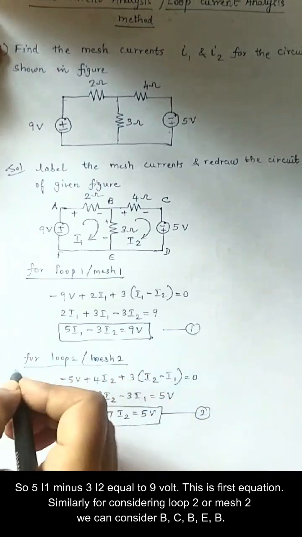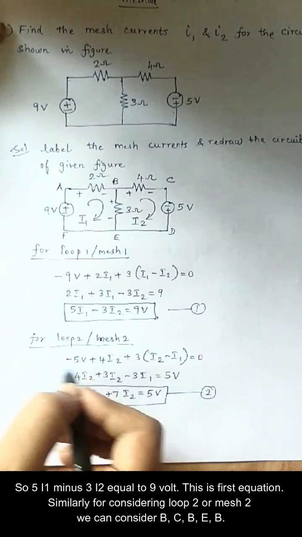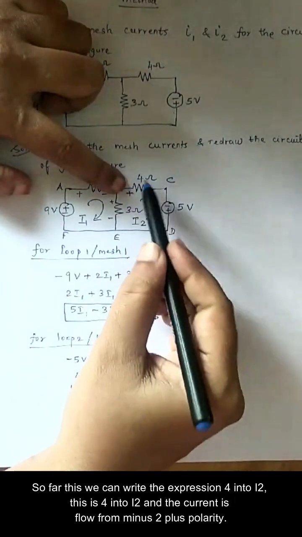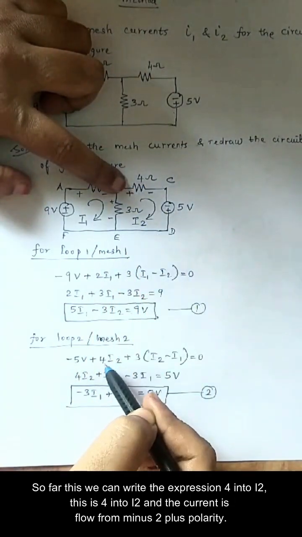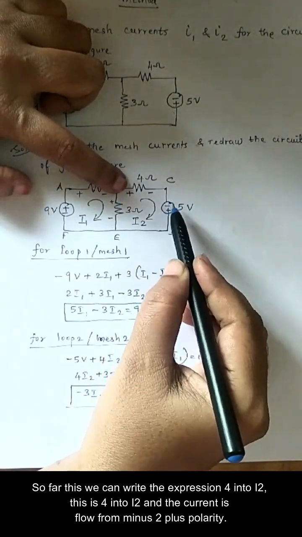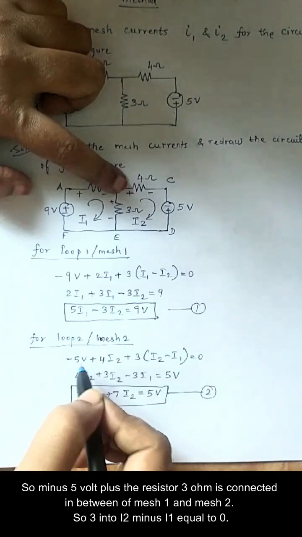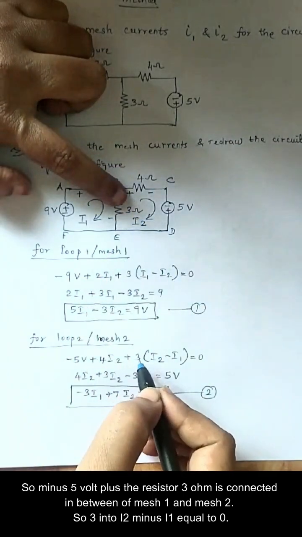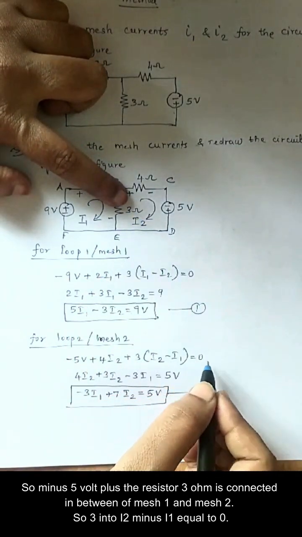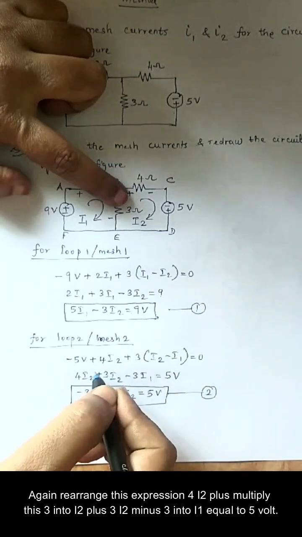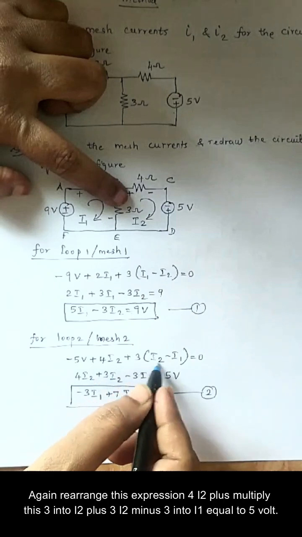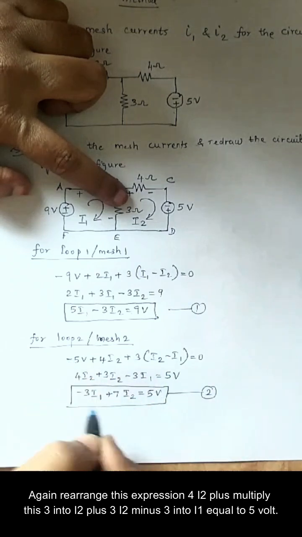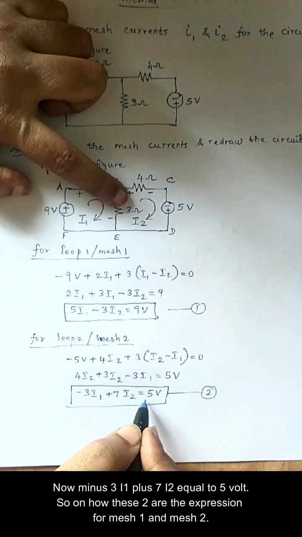This is the first equation. Similarly, for loop 2 or mesh 2, we can consider B, C, D, E, B. For this we can write the expression: 4 into I2, and current flows from minus to plus polarity, so minus 5 volt, plus the 3 ohm resistor connected in between mesh 1 and mesh 2, so 3 into (I2 minus I1) equal to 0. Again rearrange this expression: 4I2 plus 3I2 minus 3I1 equal to 5 volt. Now minus 3I1 plus 7I2 equal to 5 volt.